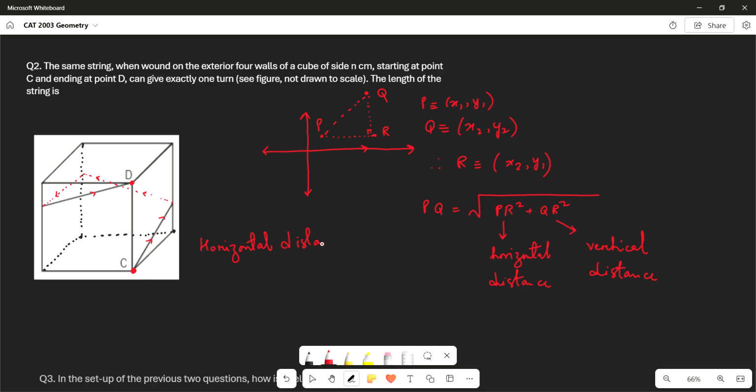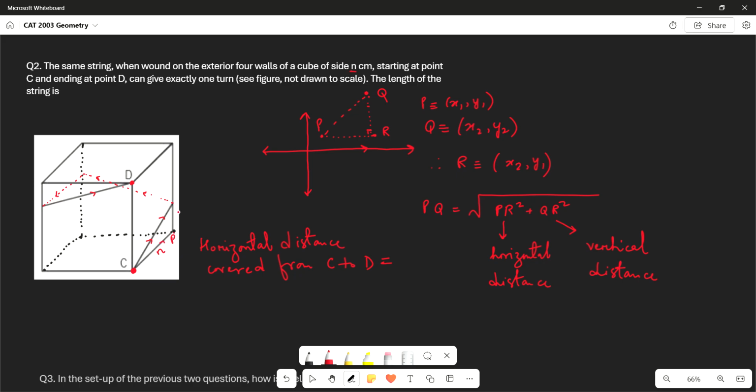Horizontal distance covered from C to D. From C to D, just look at the horizontal. So when I'm going from this point to this point, the horizontal distance is this, right? From here to here, this is the horizontal distance, which is n centimeters. So I'm going from C to, suppose, P, n.